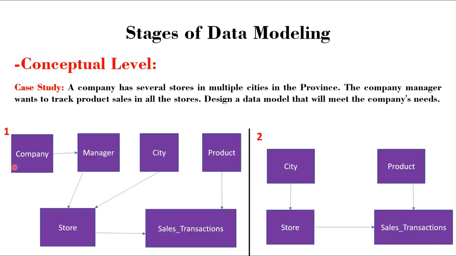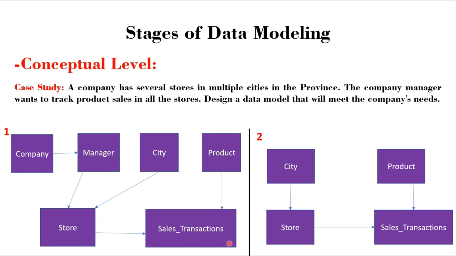In the first solution, one would say that there is a company, so I would have company as an entity, and also there is a manager. So I'll list manager as an entity, and then go on to select city, product, store, and sales transaction.